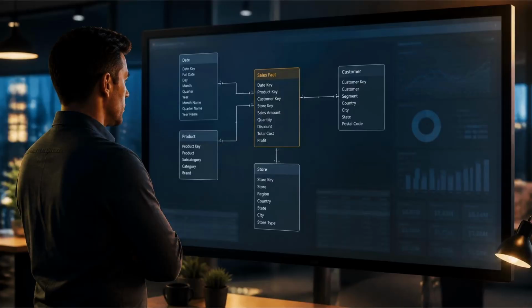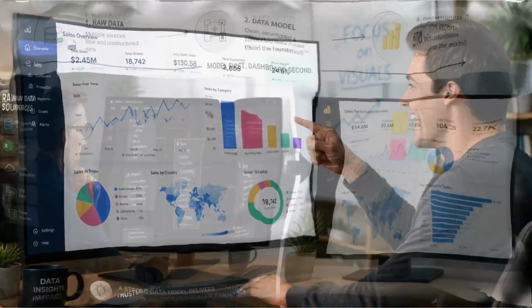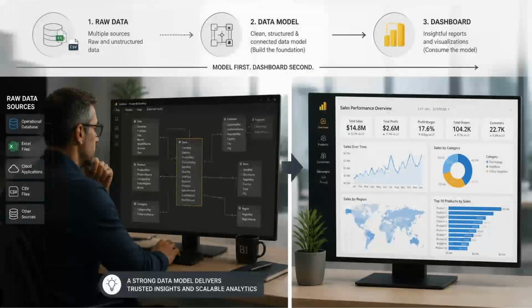In today's video, we are going to learn one of the most important concepts in Power BI, data modeling. Now, many beginners spend most of their time creating charts, graphs, and dashboards, but experienced Power BI developers know that the real work starts before you build a single visual. A well-designed data model makes your reports faster, cleaner, easier to maintain, and much easier to scale.